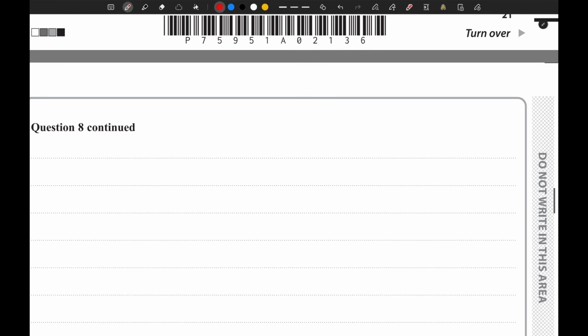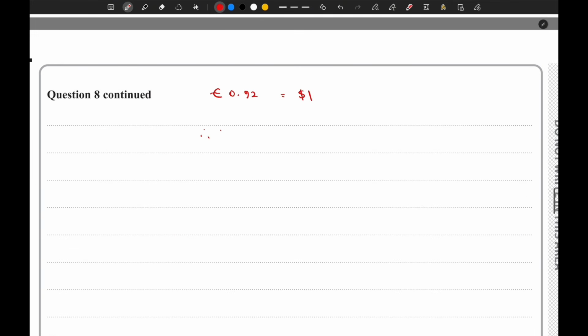Now we know that 0.92 euros represent $1. So 107.1 euros will represent 1 over 0.92 times 107.1 dollars.